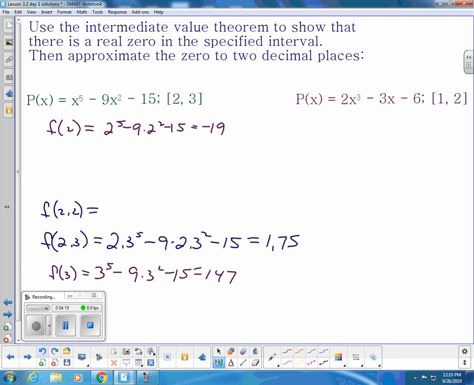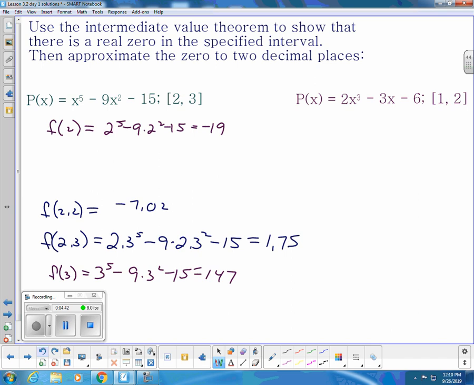Let's try 2.2. So you're just narrowing your window. 2.2 gives me negative 7.02. So now I know there's a 0 between 2.2 and 2.3, right? Does that make sense? Is it closer to 2.2 or 2.3? 2.3, because this is closer to 0. So you can kind of bounce back and forth and keep narrowing your window.